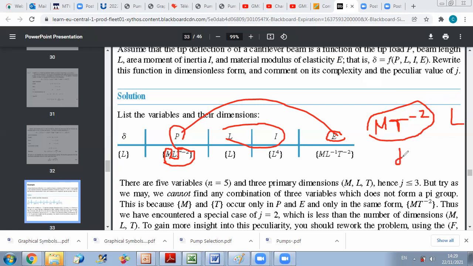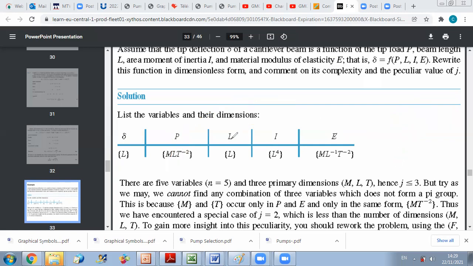This is why J is not equal to 3 here. It will be equal to 2. So I can only select 2 independent variables. How to select them? I have several choices. Okay. I can take, of course, the length of the beam, which can be easily changed. So I can select it. And I can select now the second variable, either the force P or the modulus of elasticity. But usually the force P is an output. I want to measure, let's say, the force. Okay, so I can take as 2 independent variables, for example, L and the modulus of elasticity.